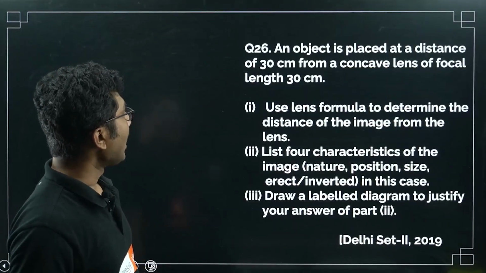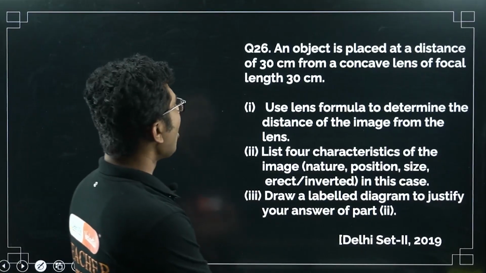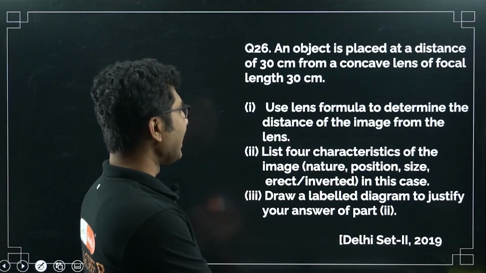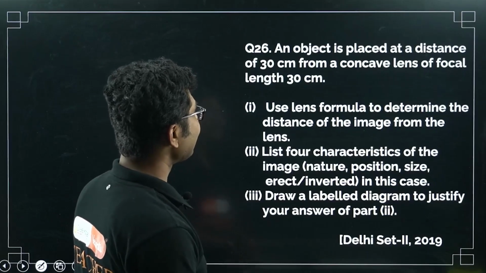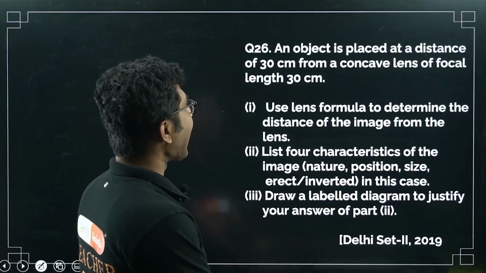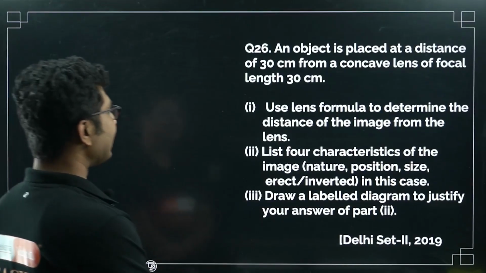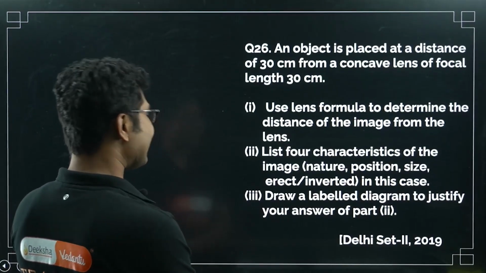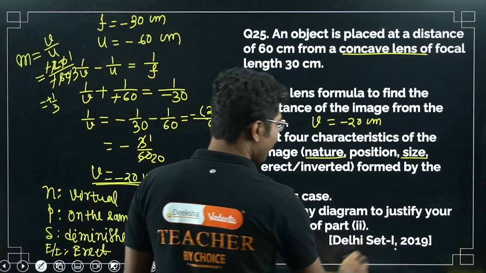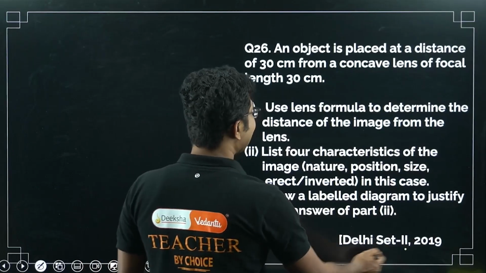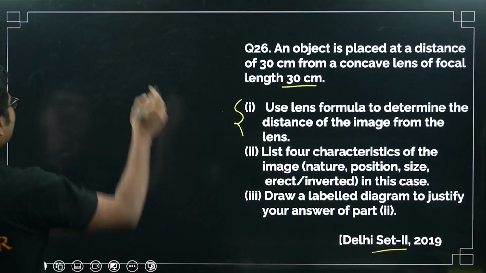Next. An object is placed at a distance of 30 centimeter from a concave lens of focal length 30 centimeter. Again, concave lens. Use the lens formula to determine the distance of the image from the lens. Again the same, similar question. As you can see, this is a set 1 question, this is a set 2 question. And in this case, something is interesting. The second part is the same, but the first part is interesting.